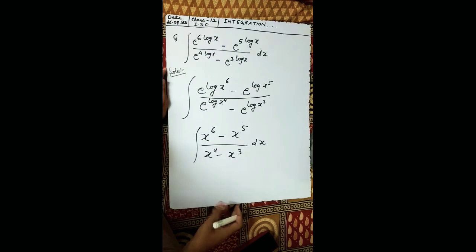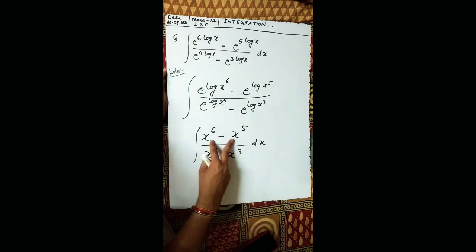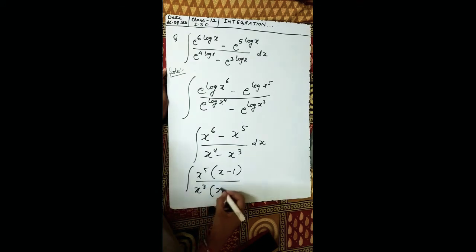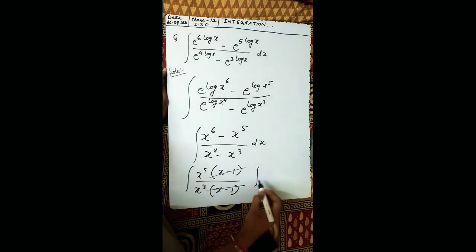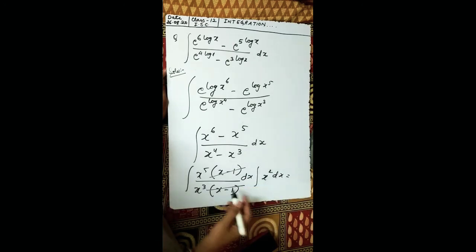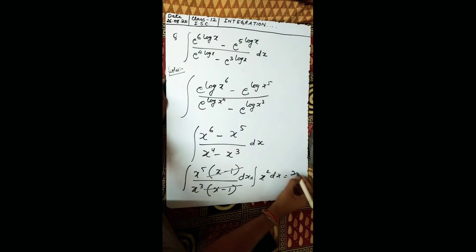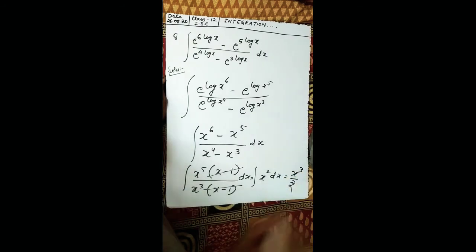Now you can take x to the power 5 common, so you'll get x minus 1, and here x cube you can take common, so x minus 1, they both will get cancelled. Finally we'll get x square dx. So what will be the integration of x square? X to the power 2 plus 1 upon 2 plus 1, that is x cube upon 3.